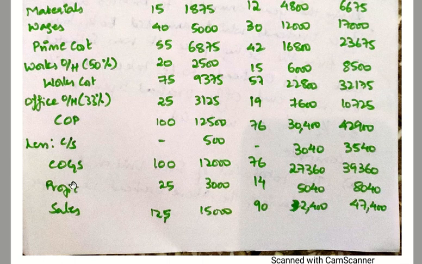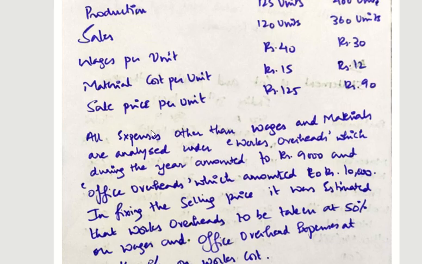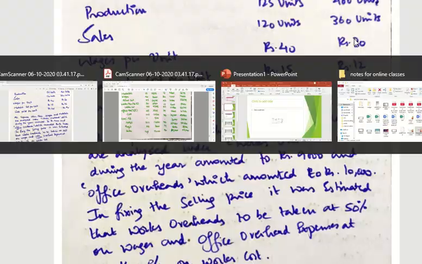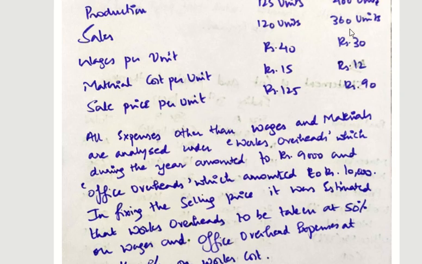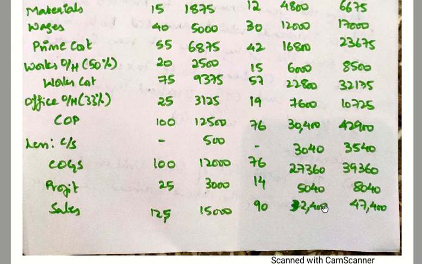Now cost of goods sold is equal to cost of production minus your closing stock. Now we have your sales given in your question. So sales is 125 per unit and 90 per unit. And how many units are sold? 120 and 360. So 125 into 120, 15,000. 90 into 360, you get 32,400.